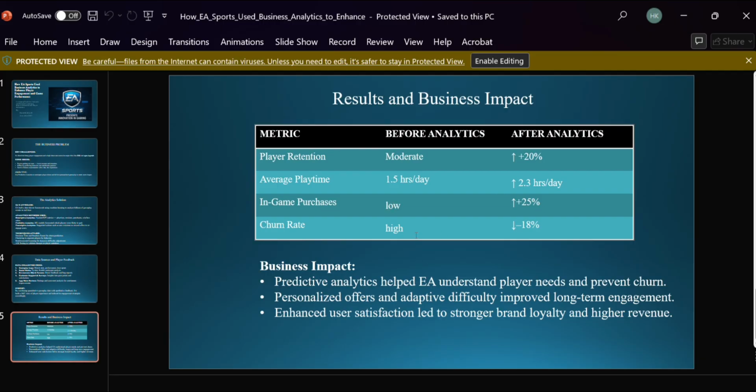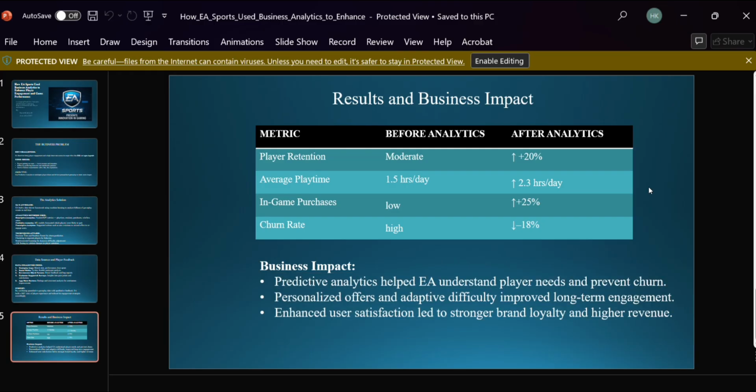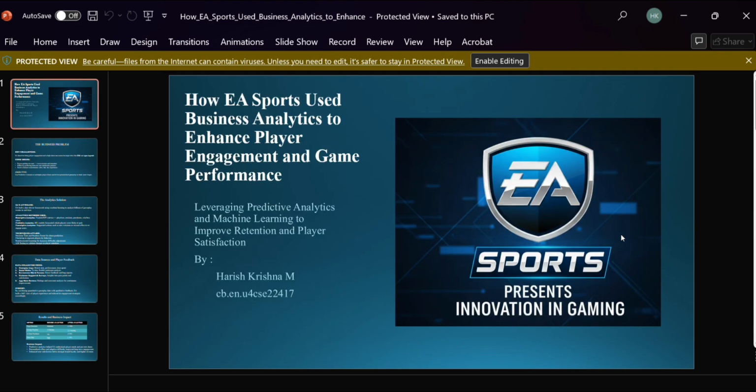In-game purchases also went up by nearly 25%, proving that happy players are more likely to invest in the game. Most importantly, EA successfully reduced churn, fewer players quit early, and overall player satisfaction scores improved significantly. On the business side, this analytics driven approach made EA's operations more efficient and its games more profitable. Instead of guessing what players wanted, EA's model could predict and adapt in real time.